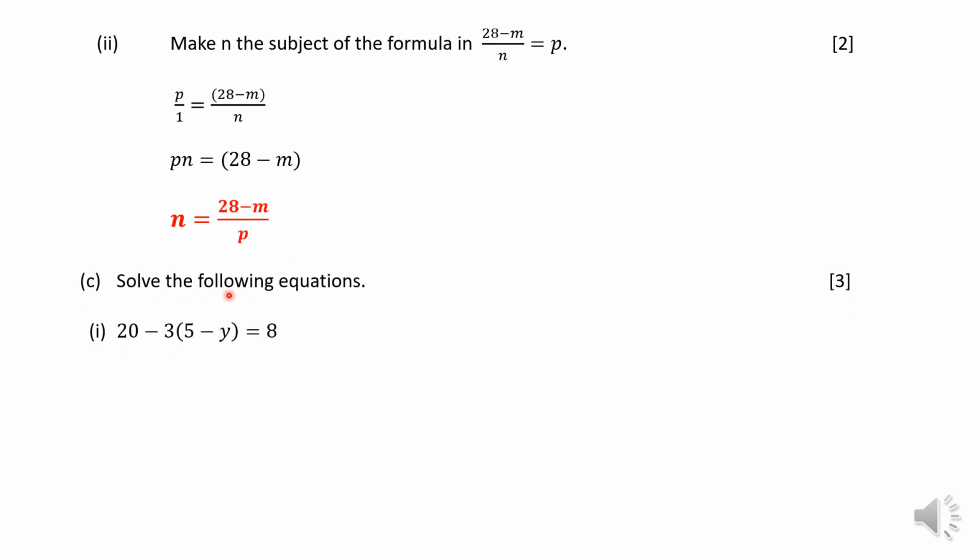Part C says you're supposed to solve the following equations. The first equation is a linear one, 20 minus 3 times (5 minus 5y) equals 8. So you must be careful when you do the multiplication, because multiplication should be done first. So you realize that I have put a plus here. I know that 3 times 5 is negative 15, but negative 3 times negative y gives you positive 3y. You manipulate that, you should arrive at the answer y equals 1.